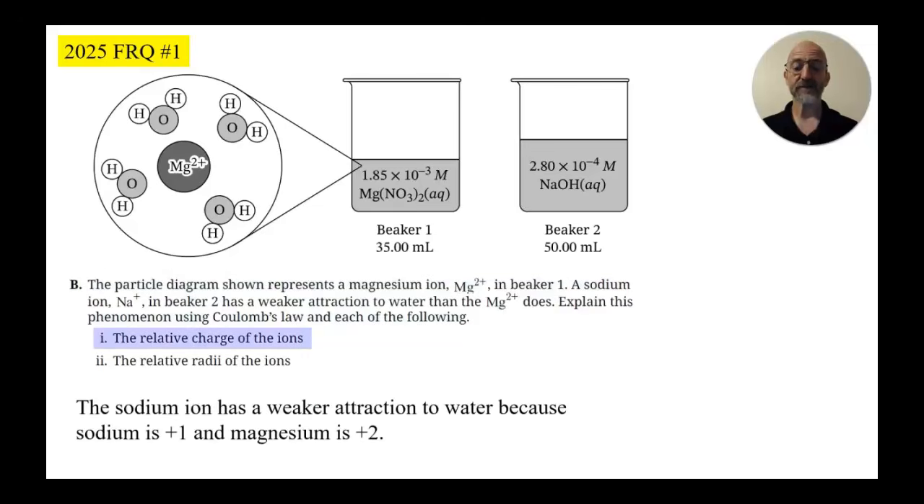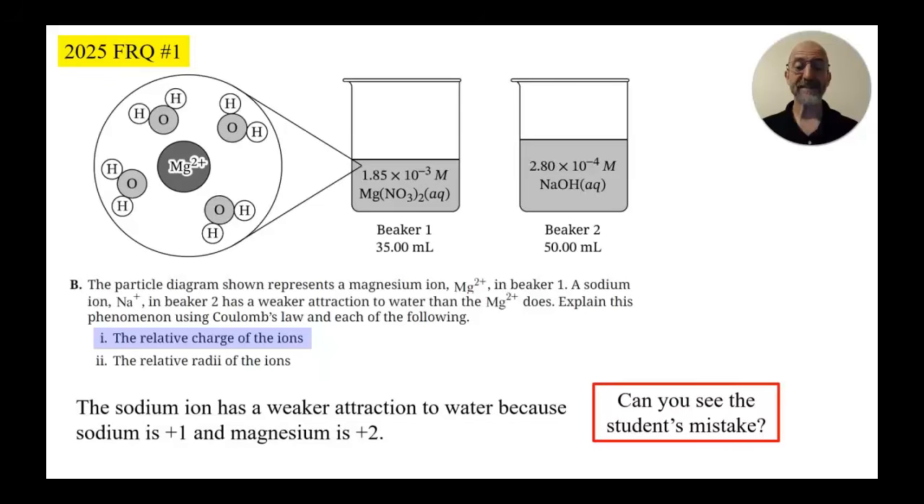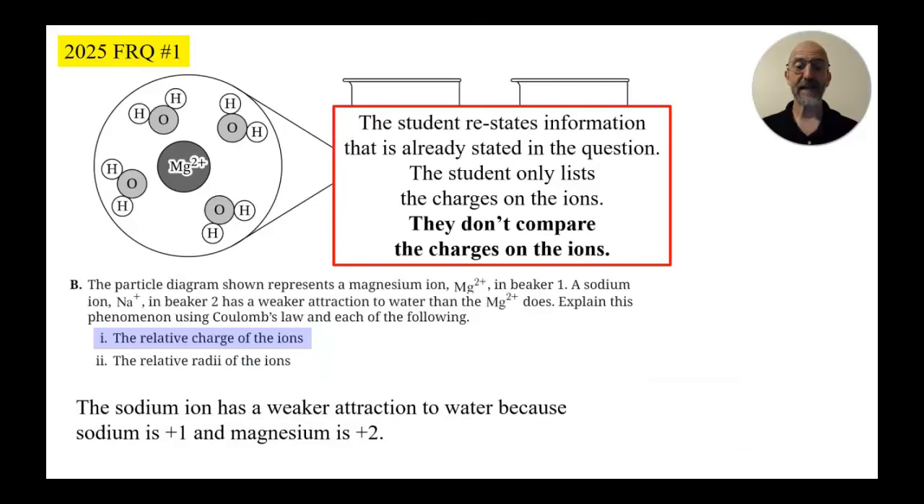So, relative charge. Here's what the student said. The sodium ion has a weaker attraction to water because sodium is +1 and magnesium is +2. Now, on the AP Chemistry exam, you will not earn credit for simply restating information that was already given to you in the question. So the mistake here is that the student simply restates information that is already given in the question. They list the charges on the ions. Sodium is +1, magnesium is +2, but they don't actually compare the charges on the ions. So I'll talk about that in the official scoring guidelines answer, which I will show you in just a moment.